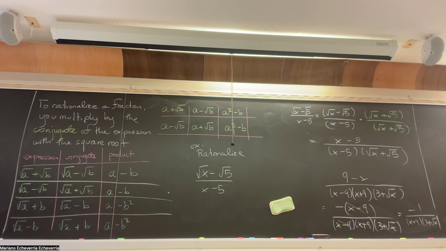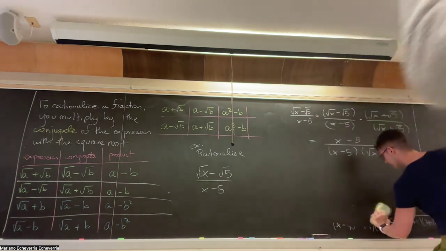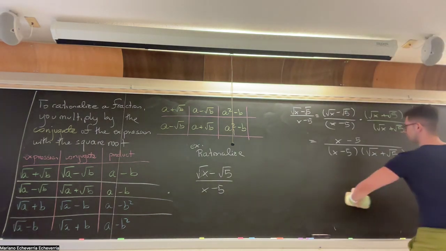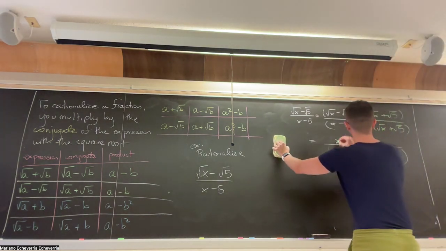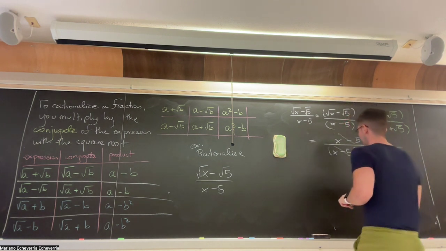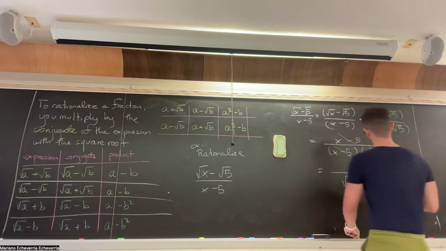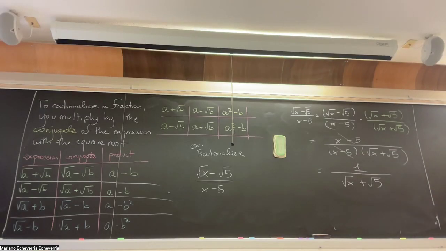But then what happens is that x minus 5 is present in both the numerator and the denominator, right? So you can remove it. Okay, the same here as in here. This gives you 1 in the top, so you get 1 over root of x plus root of 5. Okay.